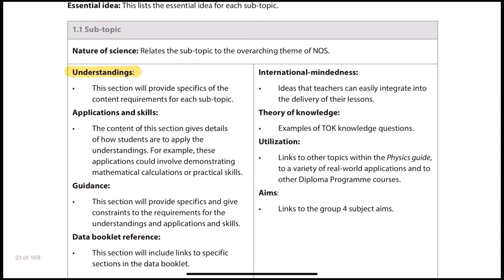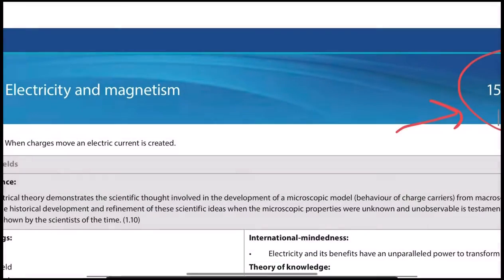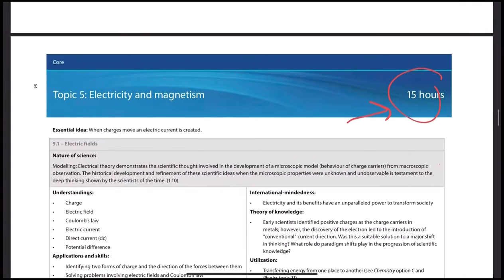The understandings are the content, the nouns you would look for in an NGSS standard, and the application and skills are what students need to do to meet the standards. The other stuff I will talk about a little bit more when I look at my subtopic or my standard.